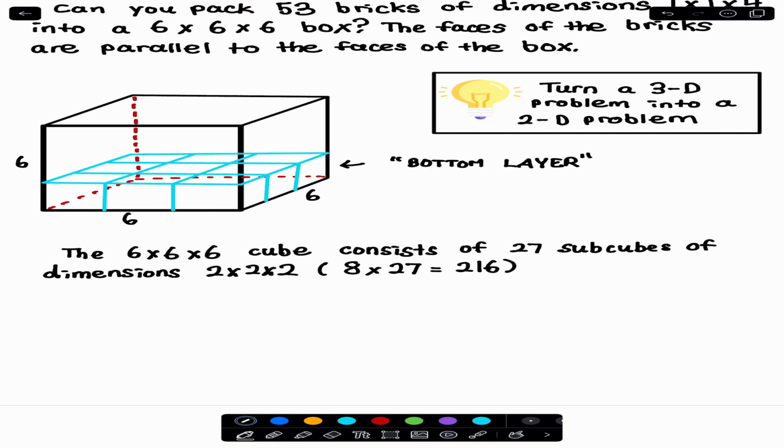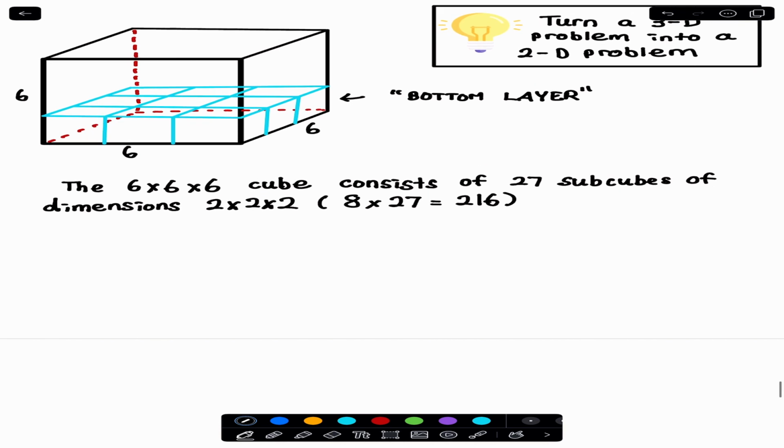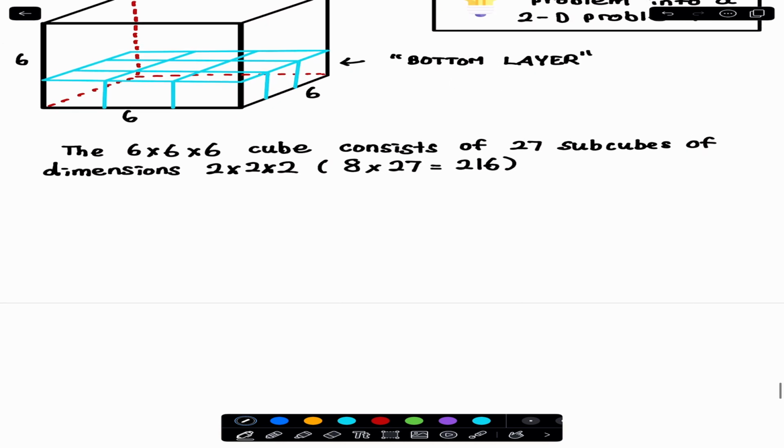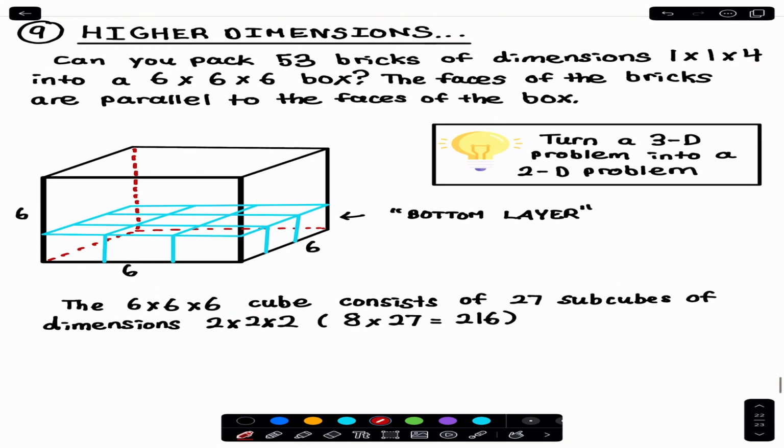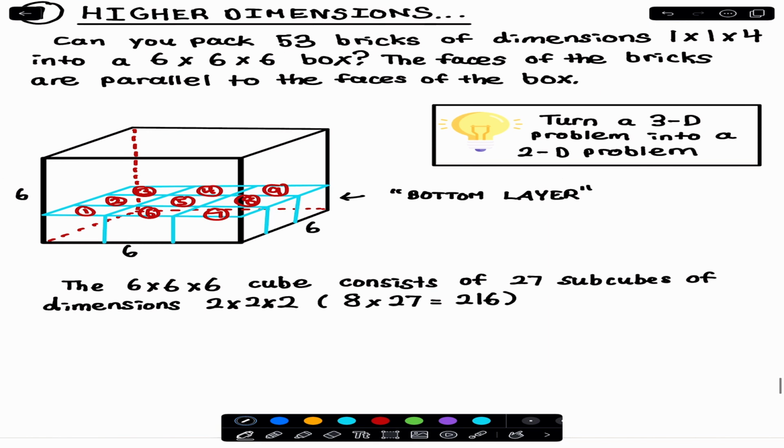Now that we got that out of the way, in case you can't see, let's really make it clear. Let's number them: 4, 5, 6, 7, 8, 9. And since there's 3 layers, we're going to have 27 subcubes. Great.